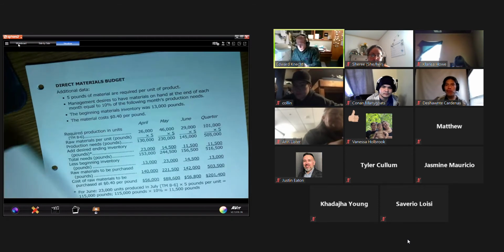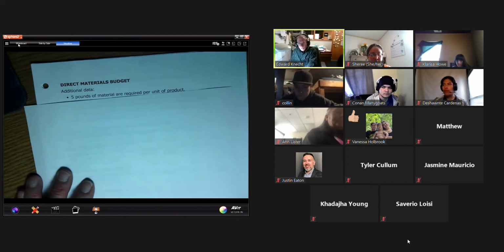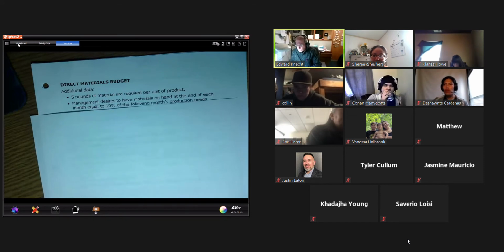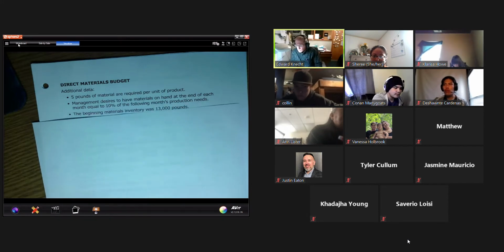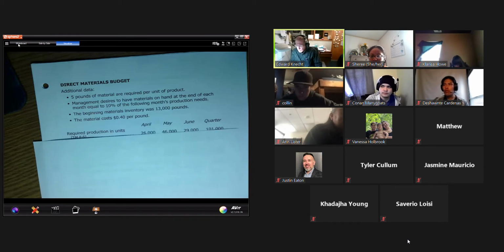So the direct material budget, they tell us there's 5 pounds of materials required in each unit of product. Management desires to have material on hand at the end of each month equal to 10% of the following month's production needs. The beginning material inventory was 13,000 pounds. The material cost is 40 cents per pound. So the required production in units, in April it's 26,000, May's 46,000, June 29,000. For the whole quarter we have 101,000.